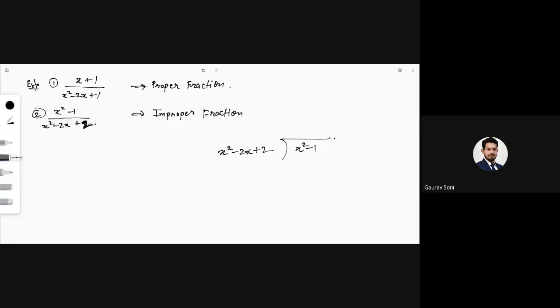Yes, Hiten. Now how do we divide? Sir, we would multiply x square minus 2x plus 2 into 1, and we would write it below x square minus 1. So I will multiply this by 1. So what will I get? I will get x square minus 2x plus 2. So there will be minus, so this will become minus plus minus.